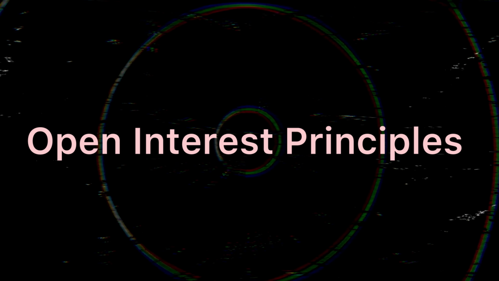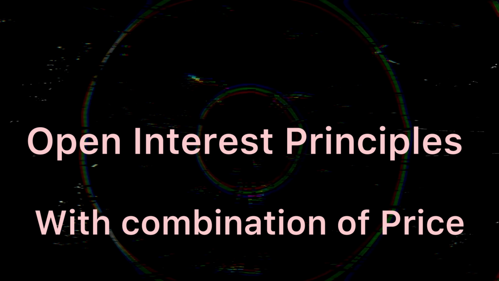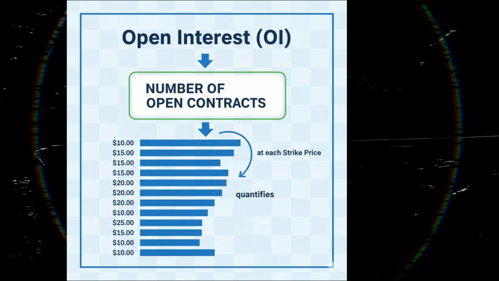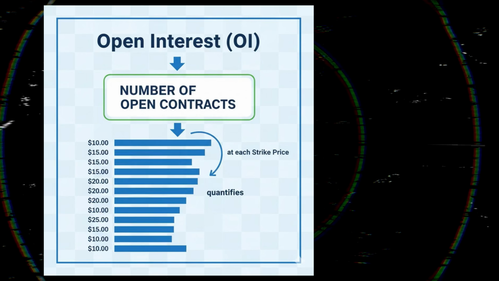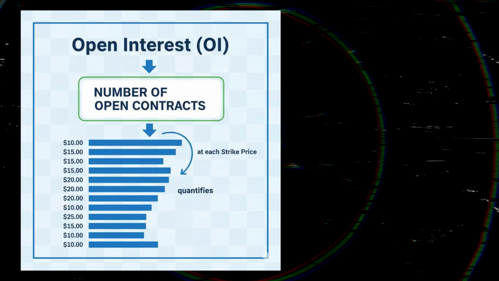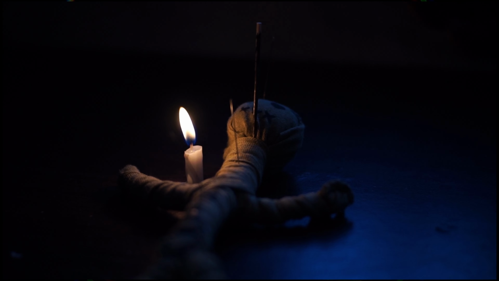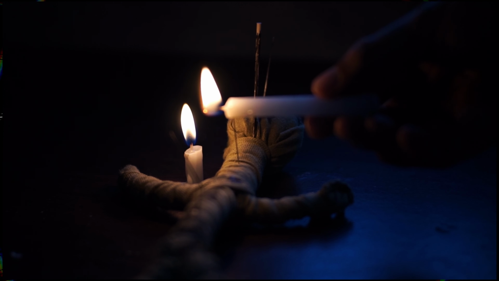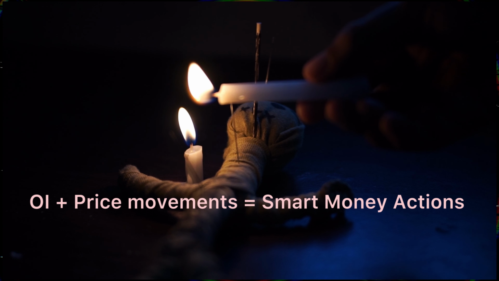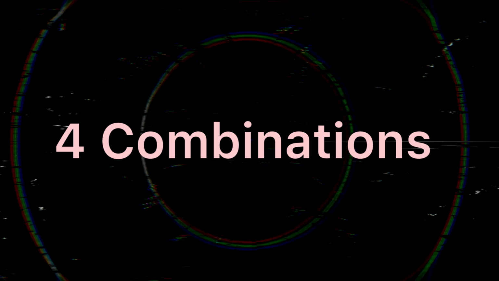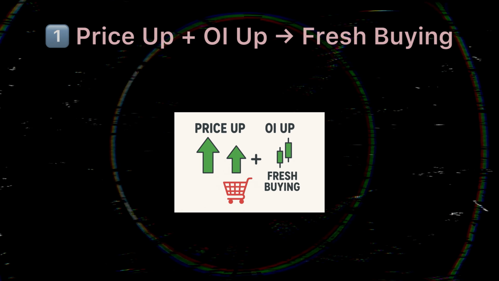Now let's see how the price and open interest move together and what that tells us. OI simply tells you how many open contracts exist or are currently active at the strike price. It's like the crowd size at each level of the market. But here is the magic. When you combine OI with price movements, you can decode what smart money is doing. To understand this better, there are 4 key combinations to remember.